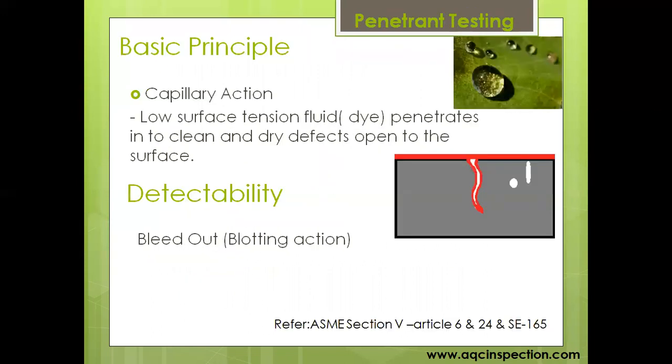The basic principle for liquid penetrant testing is capillary action and blotting action. Capillary action is the action by which the low surface tension fluid penetrates into the crack by absorption of the liquid in the dry wall surfaces of the crack. And blotting action is the action by which the penetrated dye is sucked back by the dry powder called developer.